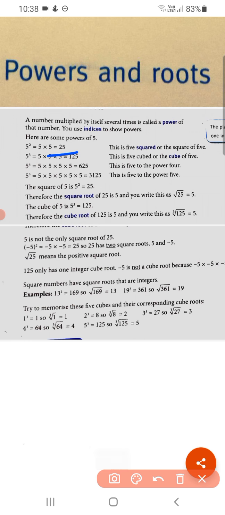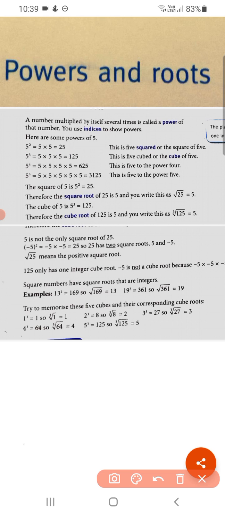Here 5 squared can be written as 5 into 5 is equal to 25. This is 5 squared or the square of 5. Here the power is 2. The index shown here is 2. We are using indices to show powers. So here the index is 2.